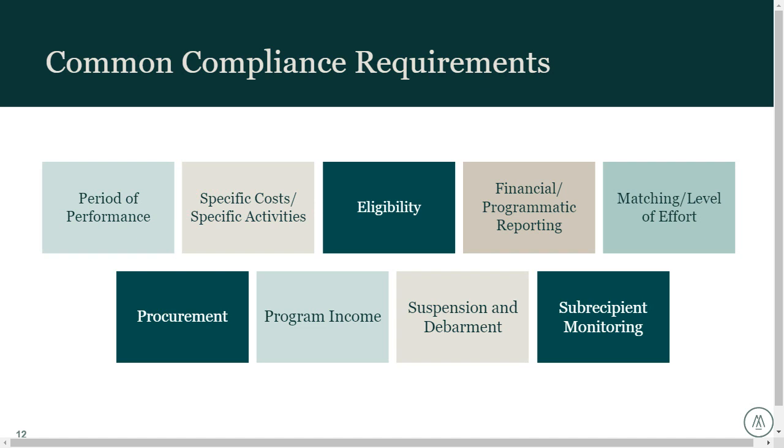Eligibility just means that you need to understand your program purpose, what's allowable and unallowable with the requirements that you're anticipated to follow, as well as any specifics for the grant that you've received. And then what's the intended outcome and how do you get there compliantly for that program? And make sure always, when in doubt, ask questions.